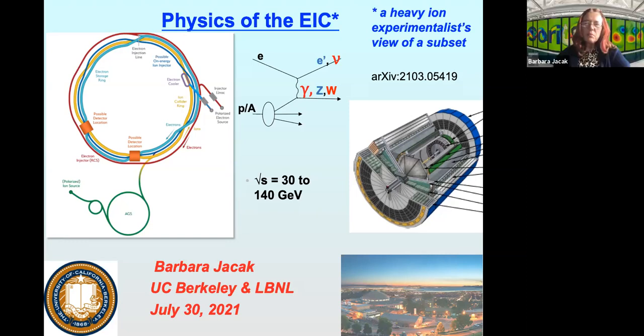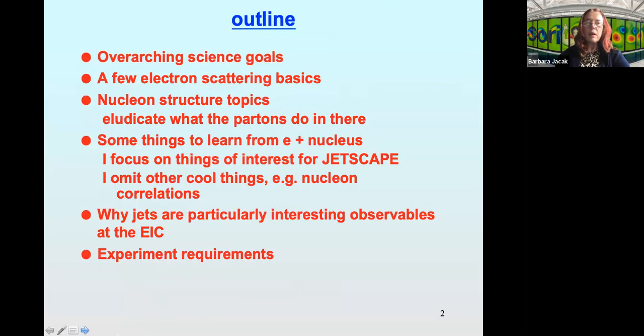Yeah. So it's my pleasure to tell you all about the physics of the EIC. Now, the pleasure is also a small problem in that I'm a newbie in much of this. So what you're going to get today is a heavy ion experimentalist's view. And in 25 minutes, I'm going to cover only a subset of the physics of the EIC, because that's all that's possible to do in a way that's understandable, in my opinion.